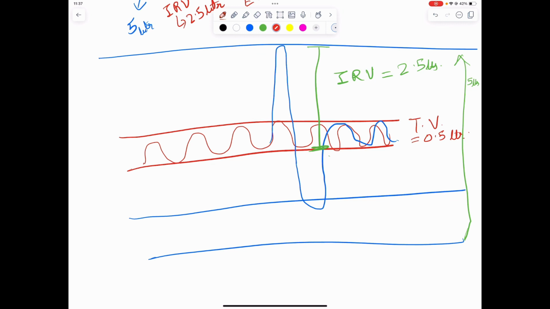Now this is expiratory reserve volume, that is 0.5 liter. And then there is a residual volume, 1.1 liter. And from that you can add everything. For example, if you add inspiratory reserve volume plus tidal volume, IRV plus tidal volume, you will get inspiratory capacity.